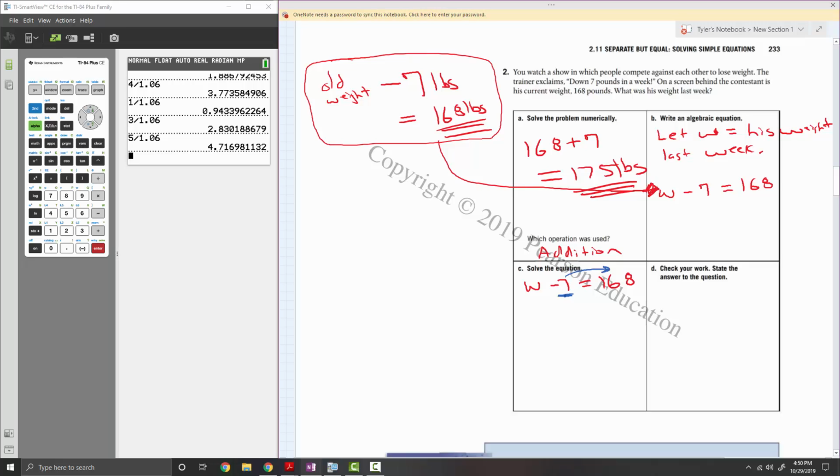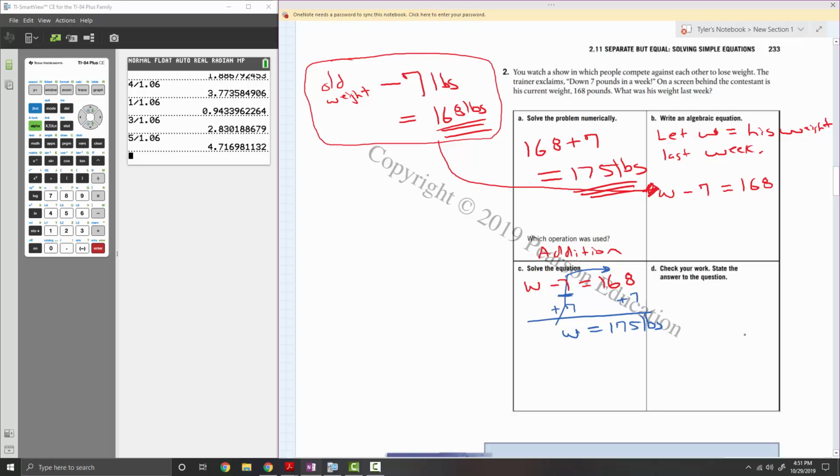So how do I undo subtracting 7? Well, I do the opposite operation, right? Add 7. If I add 7 to both sides, these cancel each other out, because plus 7 minus 7 is just 0. And of course 0 plus W is just W. So I'm left with just W on the left-hand side, and then 168 plus 7 gives me 175. So I get the same solution as before, 175 pounds.